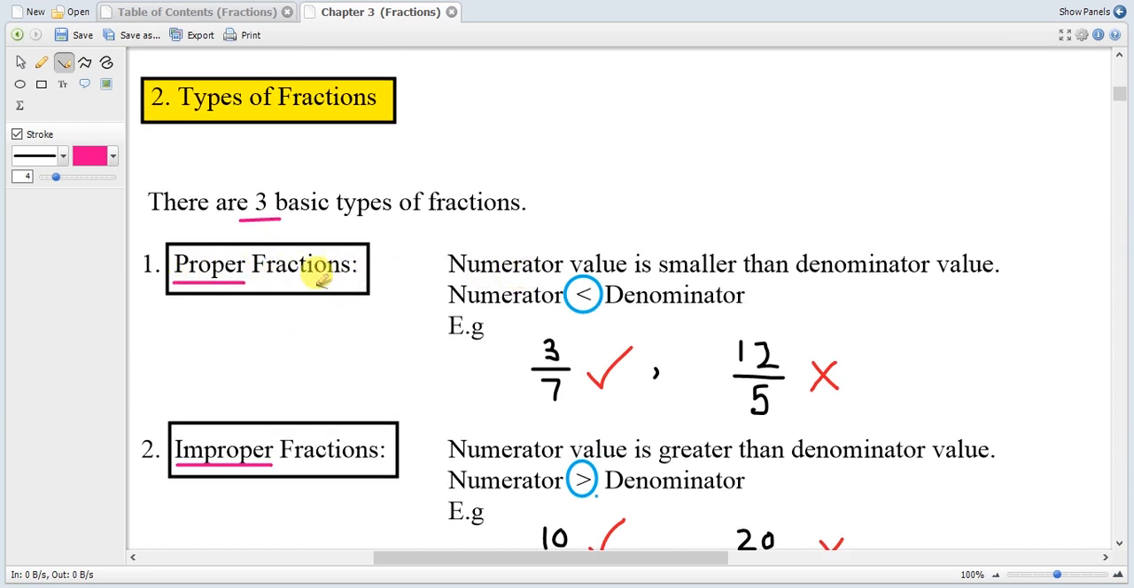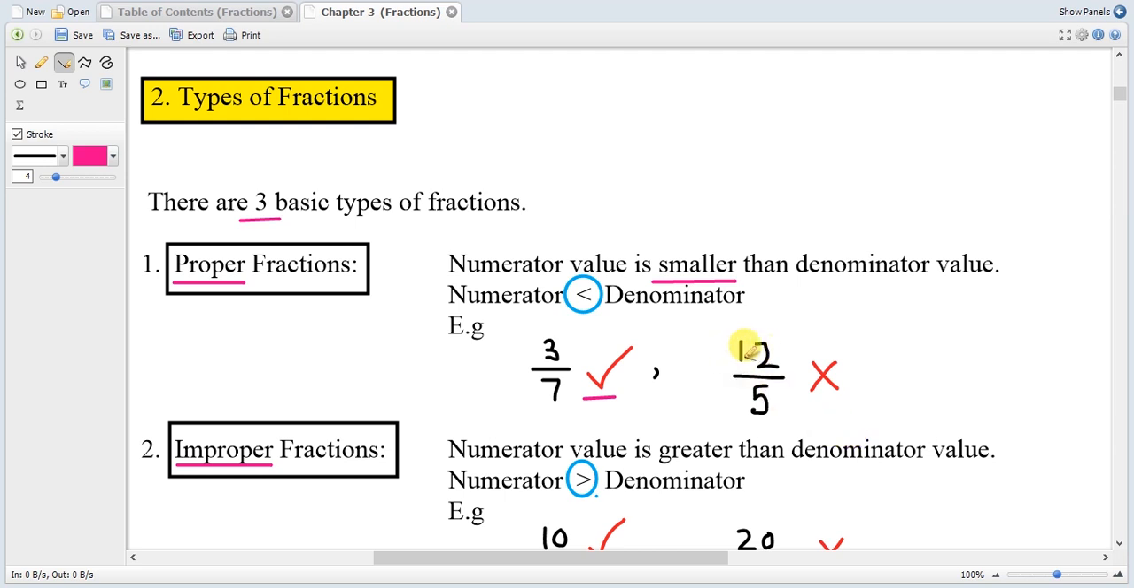In a proper fraction, the numerator value is always smaller than the denominator value, right? What does it mean? It means the number at the top, which is called your numerator, should always be smaller than the number at the bottom, which is your denominator. For example, 3 over 7. You can see here 3 is a smaller number, so the smaller number is written at the top and 7 is a bigger number. Collectively this is giving you a proper fraction, right? So that's why this is right.